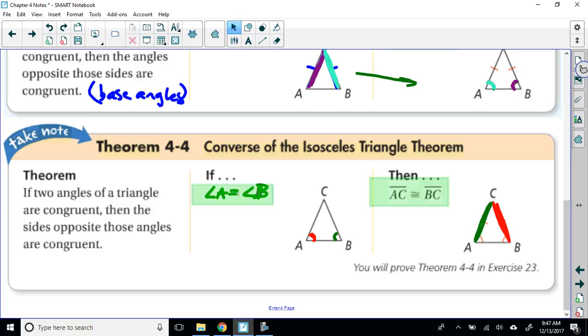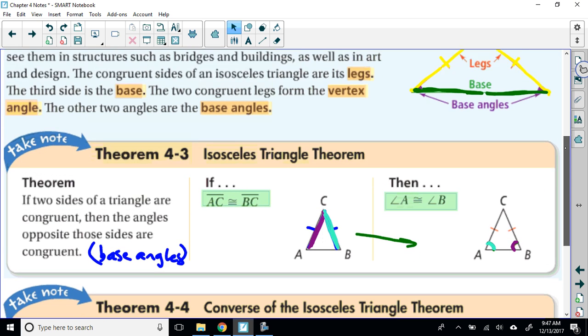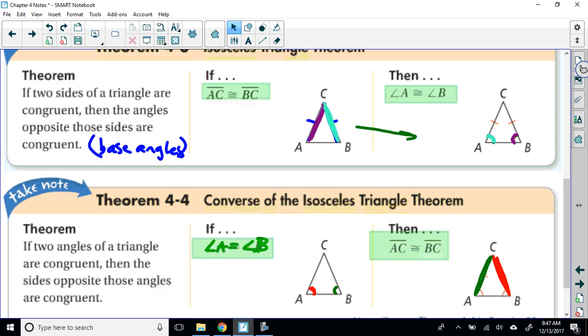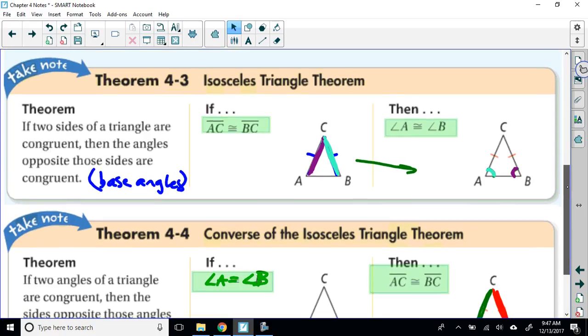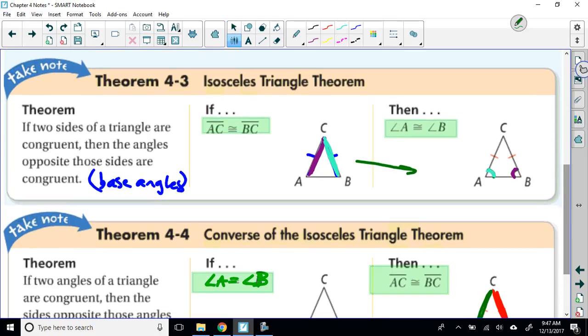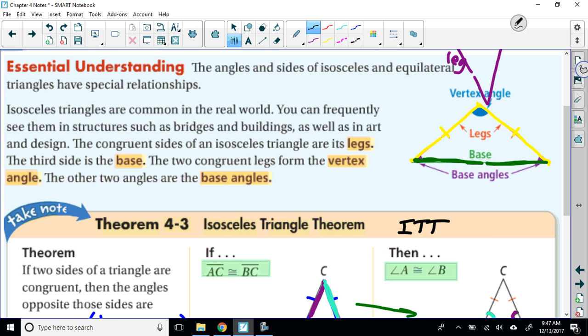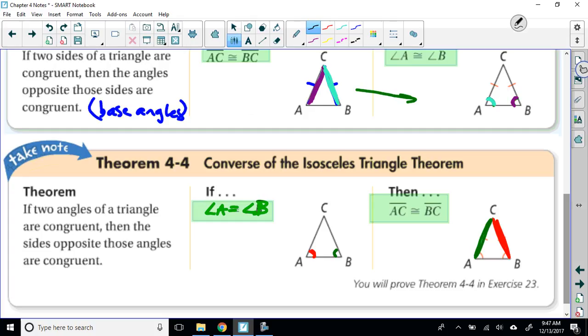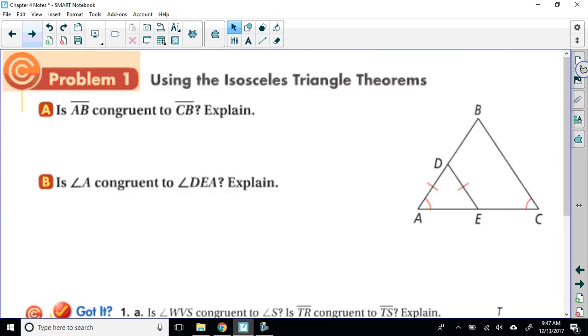Or it is an isosceles triangle. All right, so they give this another name. They call it the isosceles triangle theorem and its converse. We could call it theorem 4.3 and 4.4, or if you want to call it the isosceles triangle theorem, maybe you want to call it the ITT. And then the other one is the converse to it, so maybe you could call it the CITT. Anyway, let's see what happens here.